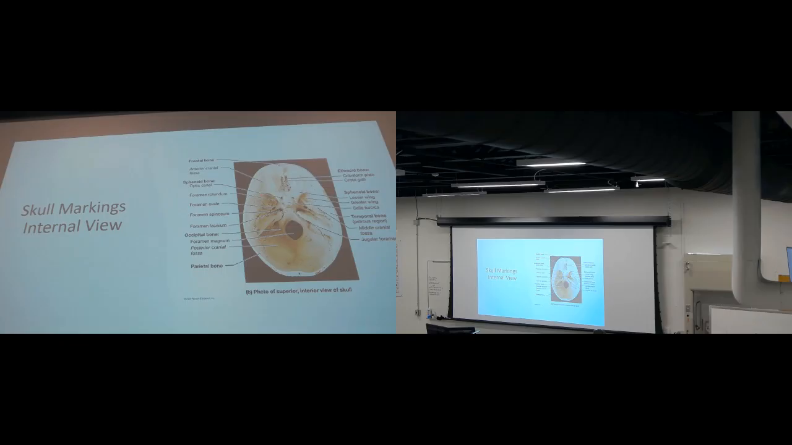And then we have the greater wings, and then you have foramen rotundum, ovale, and spinosum. And then foramen magnum on the posterior cranial fossa.